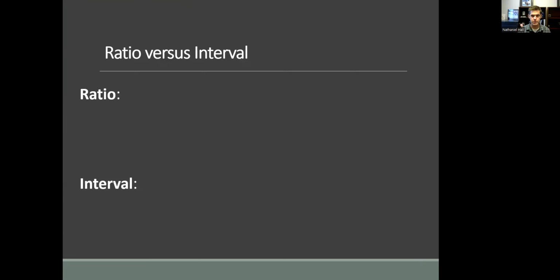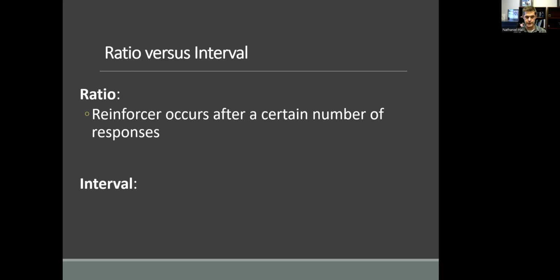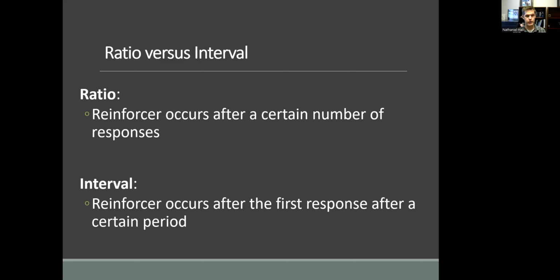A ratio is when reinforcers occur after a certain number of responses, whereas intervals are reinforcers that occur after the first response after a certain period. So intervals are going to be time-based. Ratios are going to be the number of responses that are required. An interval would be if there was some type of timer, and after a certain period of time, the first response would get reinforced. Ratio is the number of individual responses that must be made before a reinforcer is delivered.